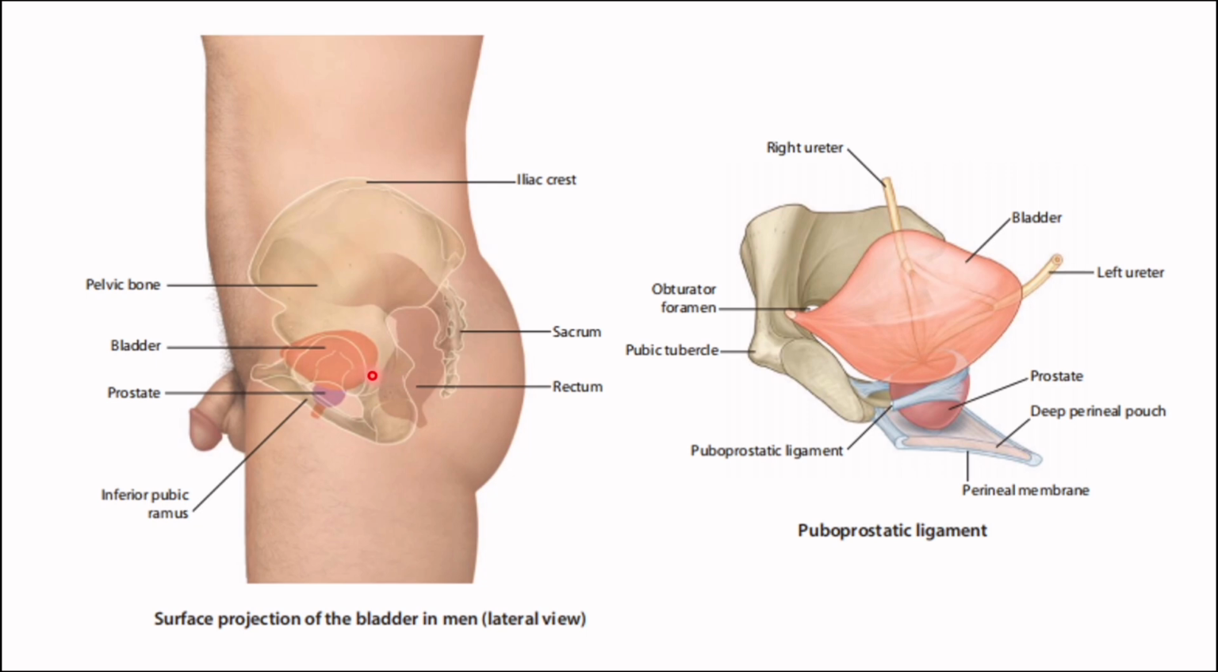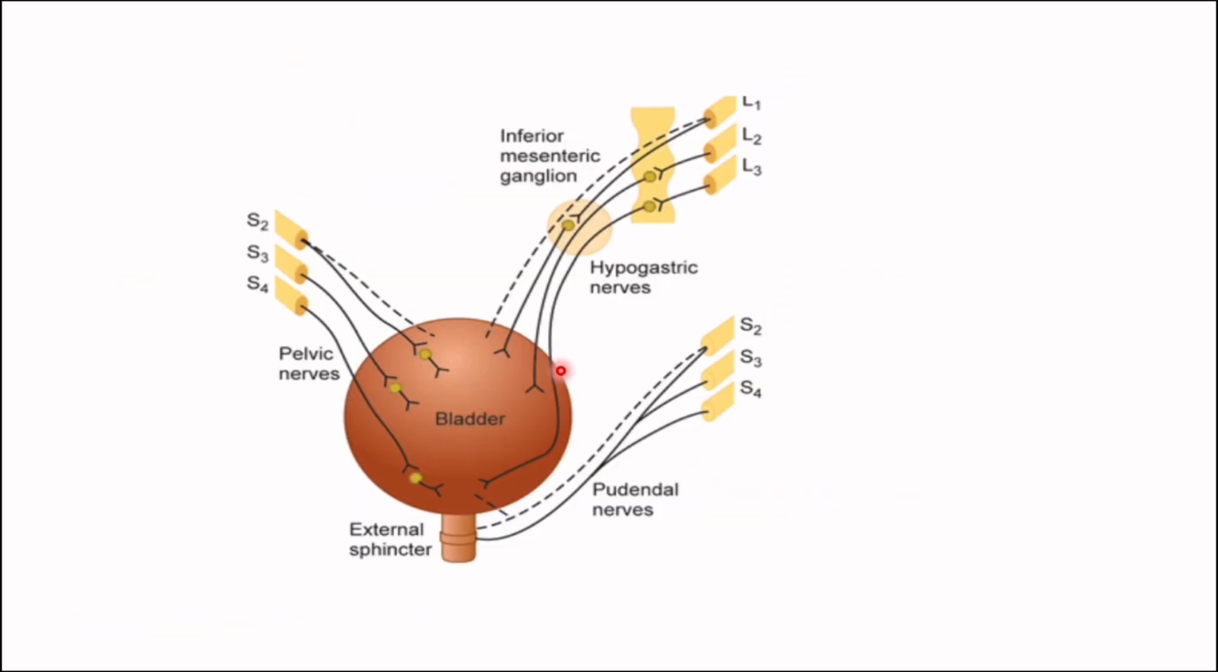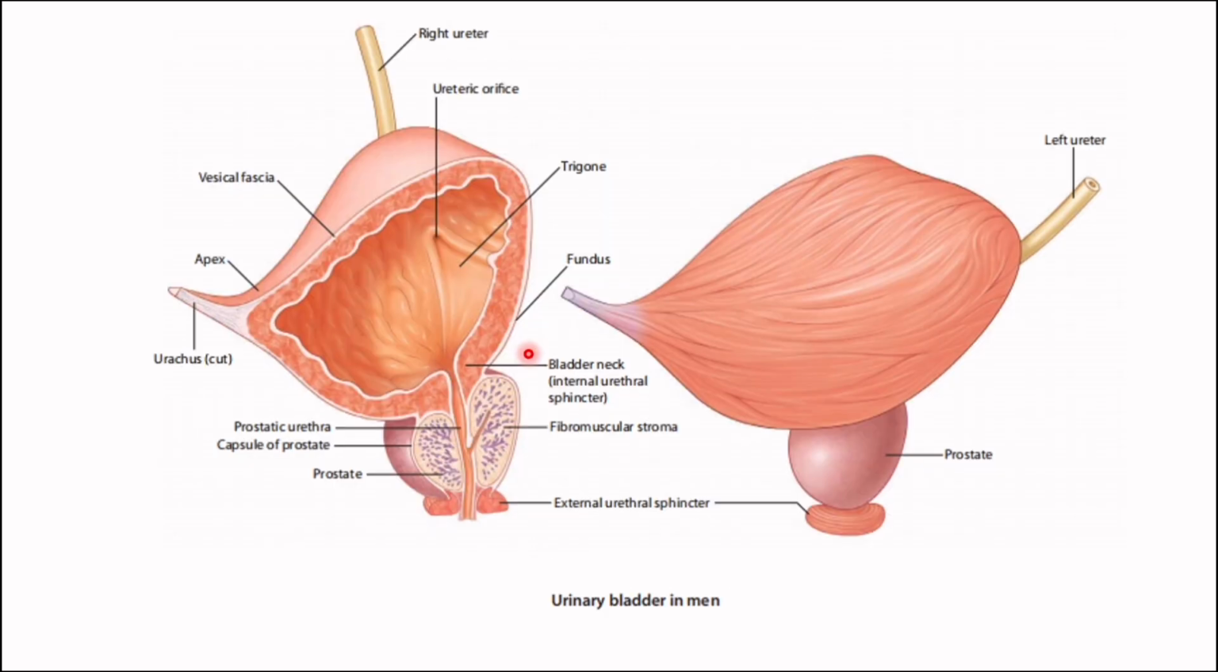Here we are looking at the bladder in males, in a lateral view. When it is empty, the bladder is pyramidal in shape, as you can see here. But as it fills with urine, it becomes oval in shape.